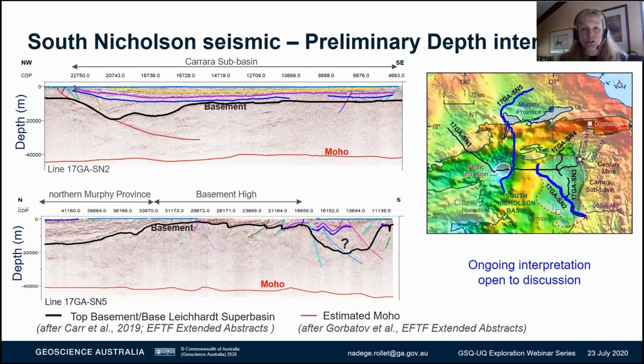On this interpretation, the basement is highlighted by this thick black line, and the MOHO by the thin red line. This MOHO is derived both from the combination of passive seismic deployment records and also with this full crust reflection seismic data. These MOHO constraints have been recently published through the EFTF program by Gorbachev et al. And this MOHO constraint will then be stored in our EGGS database.